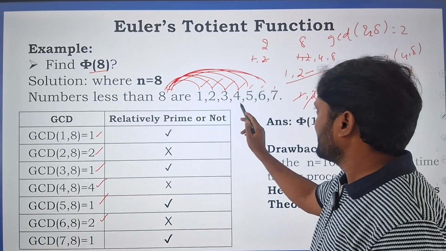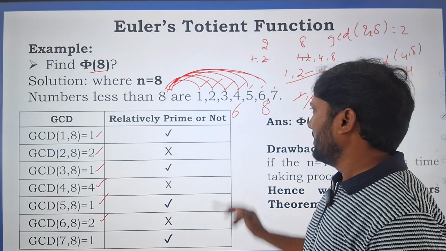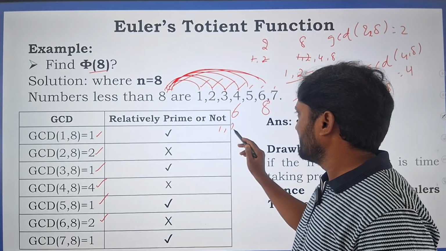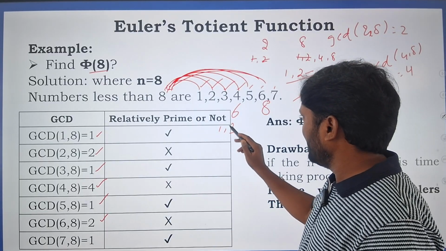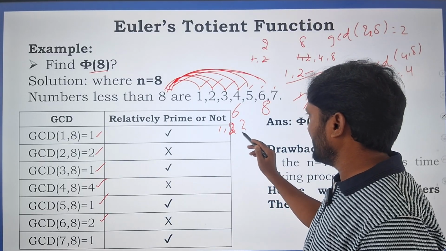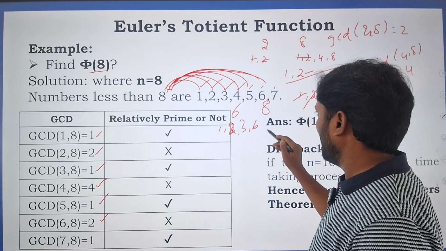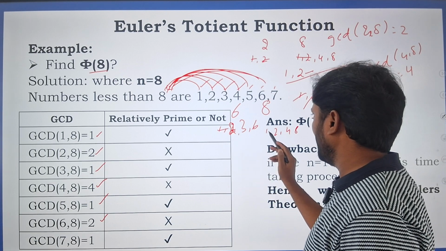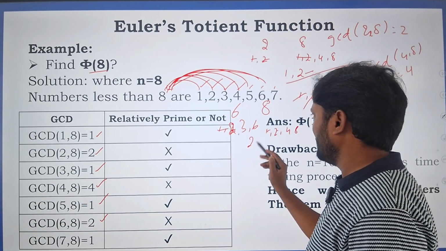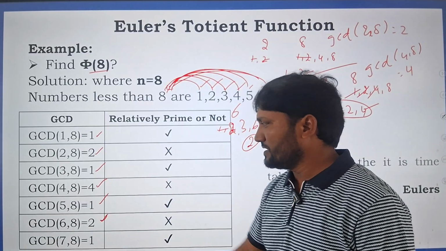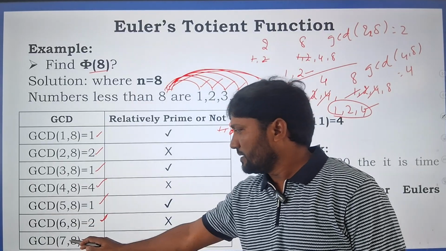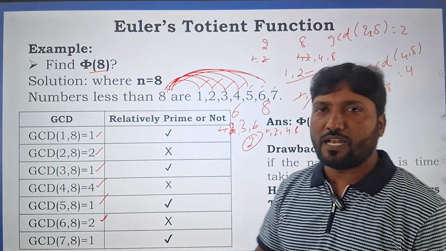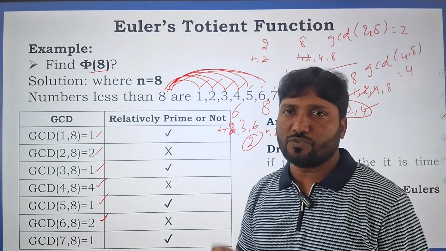As we know, for 6 and 8, the divisors of 6 are 1, 2, 3 and 6, and for 8 they are 1, 2, 4, 8. What are the common numbers here? 1 and 2. What is the highest value? 2. So 2 is the GCD of 6 comma 8. Similarly 7 comma 8 is 1. Now, as we know, how do we calculate the relatively prime numbers to n?